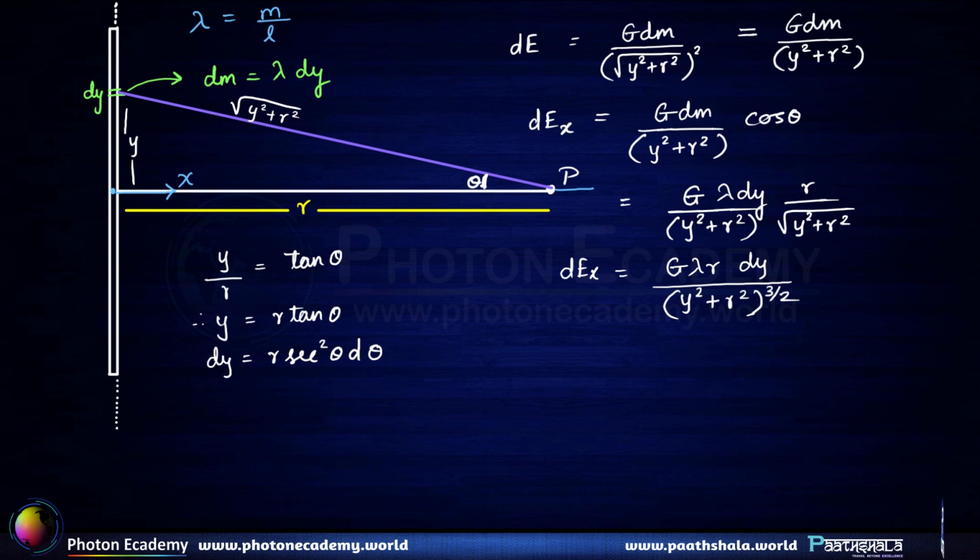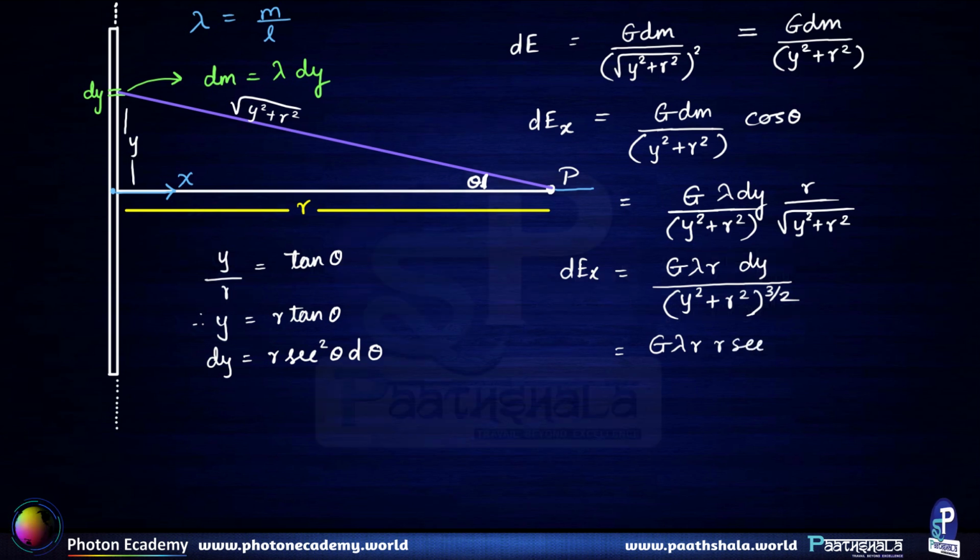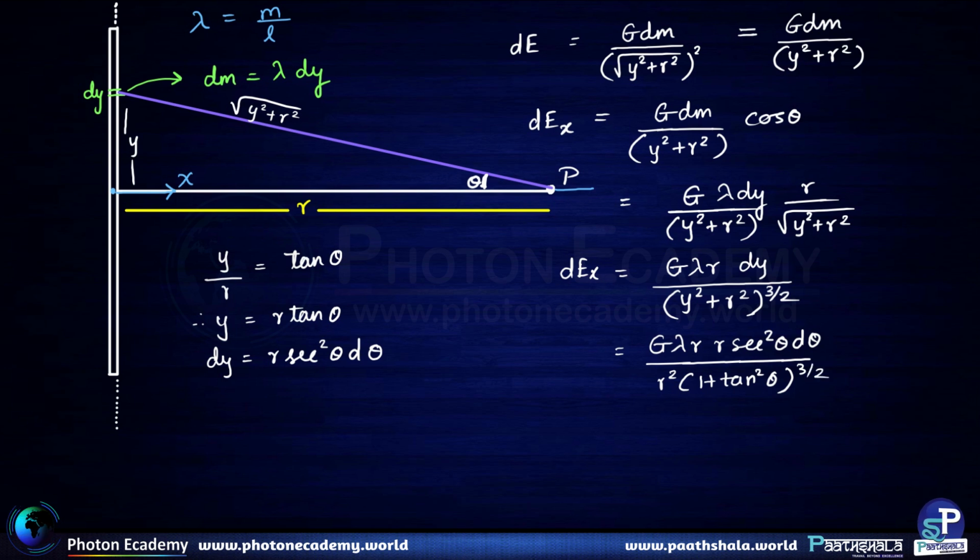So if we do make these substitutions, we can understand that this expression is going to become G lambda r, dy will be r sec square theta d theta, and in the denominator we'll get y square plus r square. Y is r tan theta, so that will be r square into 1 plus tan square theta raised to 3 by 2. So that is sec square theta raised to 3 by 2. That is sec cube theta in the denominator.